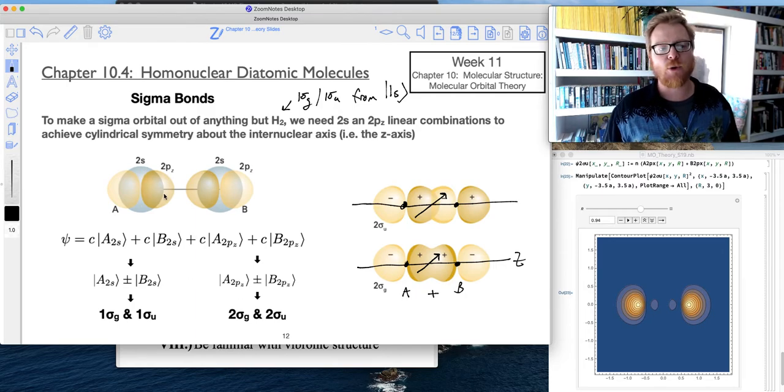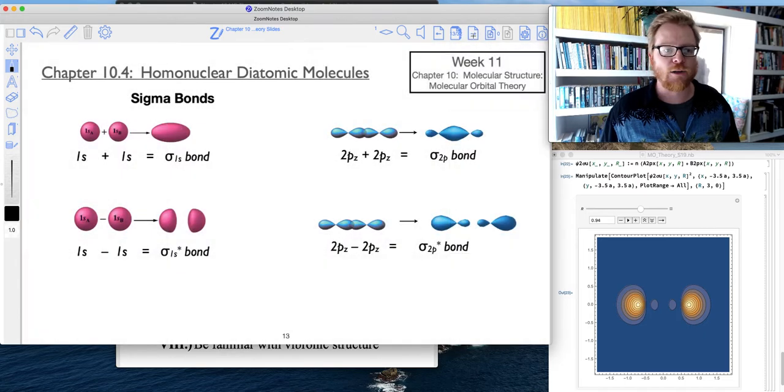So when we combine 2s and 2pz, we get 2 separate basis sets. We can make a 1 sigma g and 1 sigma u out of combining the 2s. And we can make a 2 sigma g and a 2 sigma u out of combining the 2pz. And of course, the plus state will give us bonding, and the minus state will give us anti-bonding. All right, so continuing along.